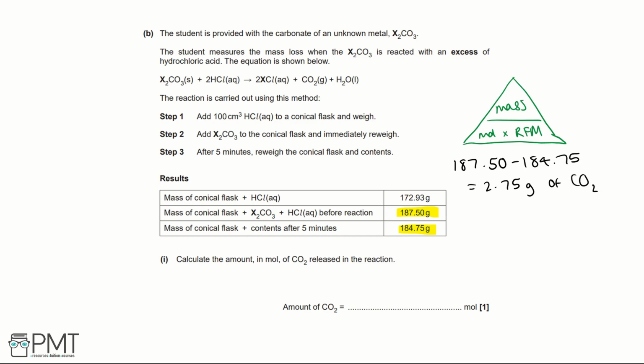Then we need to work out the relative formula mass of carbon dioxide. So it's going to be 2.75 divided by 12 plus 16 times 2, which is equal to 44. And that's going to equal the number of moles of 0.0625 moles of carbon dioxide, which we can write on the answer line, 0.0625. To get the mark for this question, you need to write 0.0625 on the answer line.